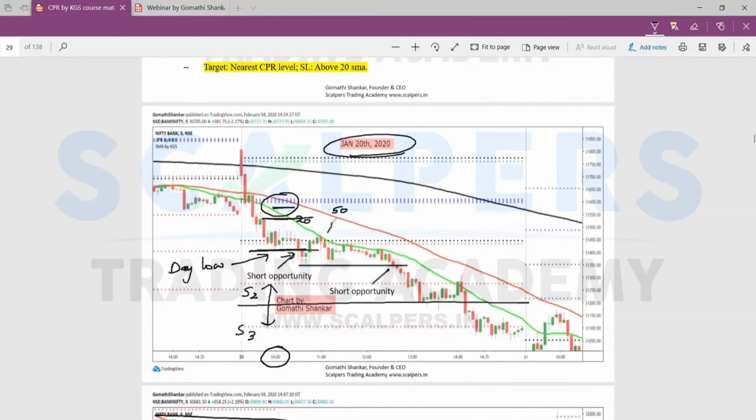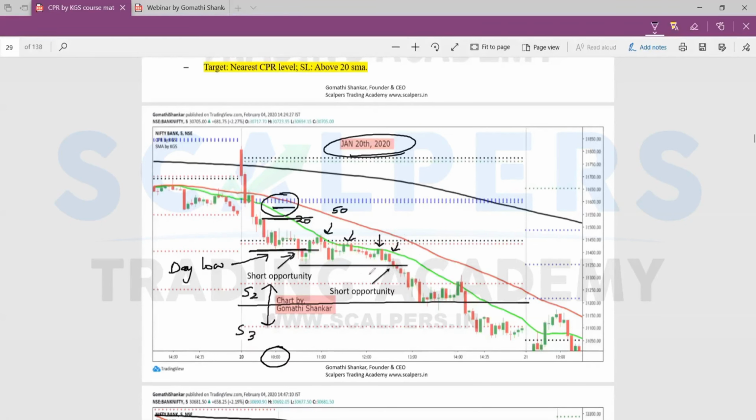See, slowly the candles are taking resistance at the 20. This is the important characteristic of the railway track pattern. The 20 will resist the candles. The 20 will not allow the candles to go up.